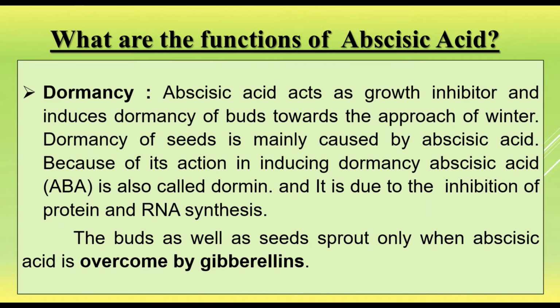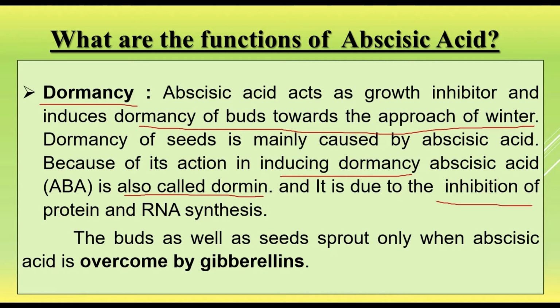Now let's start the functions of abscisic acid. First, dormancy. Abscisic acid acts as a growth inhibitor as it induces dormancy of the buds and the seeds towards the approach of winter. As it induces dormancy, abscisic acid is also called dormine. It is believed that it is due to the inhibition of protein and RNA synthesis.